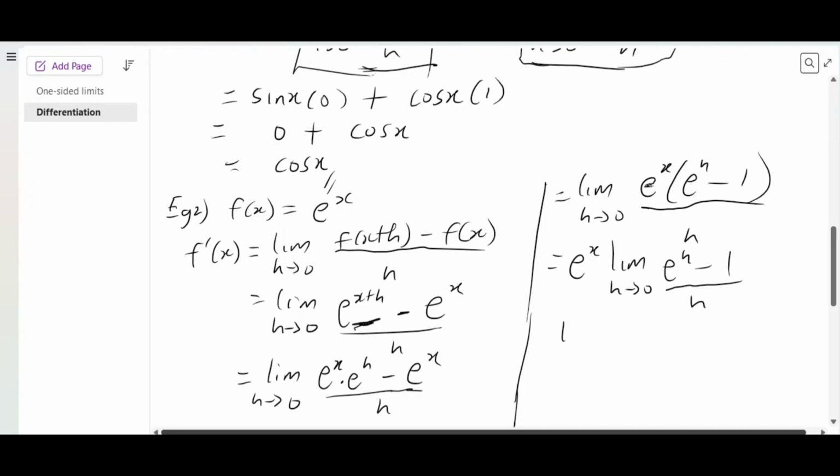We have a special limit which says the limit as h approaches 0 of a to the power kh minus 1 over h is equal to k ln a. So you write the answer as k ln a. So when we consider this limit, we can see our k is 1, the coefficient of h is 1, and then our a is actually e. So we are going to have e to the power x, k is 1, so no need to write the 1, then ln e, and you know ln e is equal to 1, so finally the answer is e to the power x.